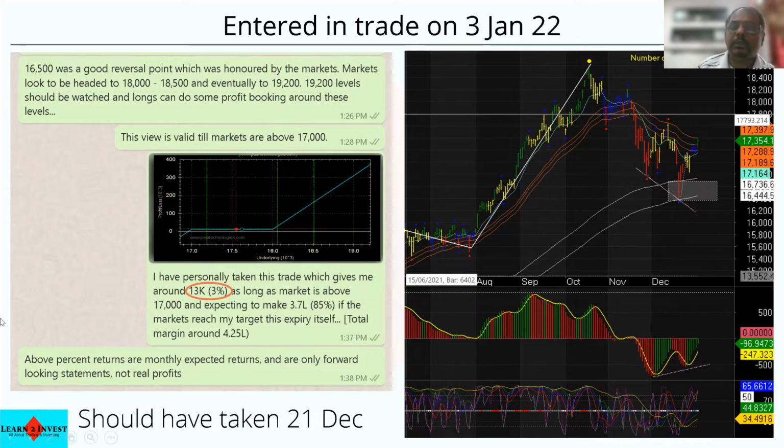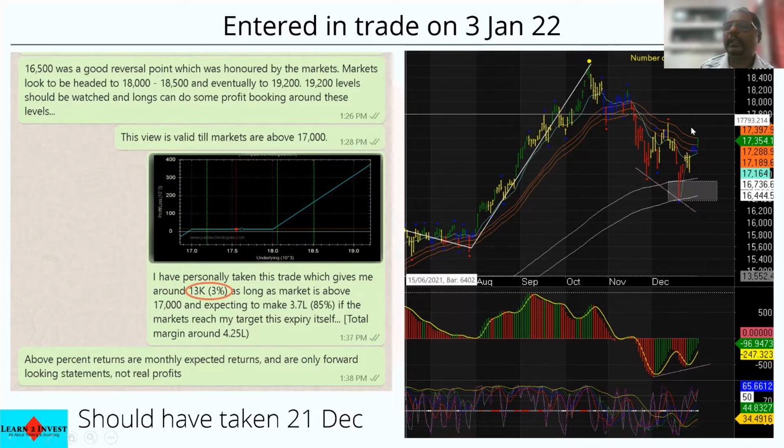3% a month, I am very happy. And I was able to make about 3% as long as the market was above 17,000, a little lower than 17,000. So near about 400, 500 Nifty points, Nifty can go against me, and even if it goes against me, I would be making 3%. Perfect, right? Chit bhi meri, pat bhi meri. And if Nifty would start going above 18,000, as I expected, then I would continuously keep on making money. And if it was 19,200, I would make about 3.7 lakhs on capital of 4.25 lakhs at that point in time. Looked like a very nice trade to me.